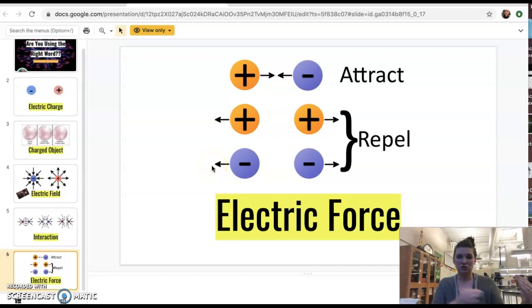And an electric force is what we're talking about when we have those big yellow arrows that show how much direction there is between one and the other, whether they're attracting and coming towards each other or whether they're repelling and pushing away from each other. So charges, forces, electric fields, interactions, electric field lines, those are all good words to know what they are and how to use them. Okay?